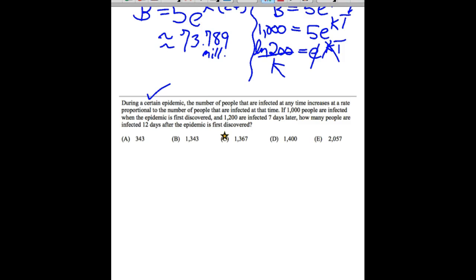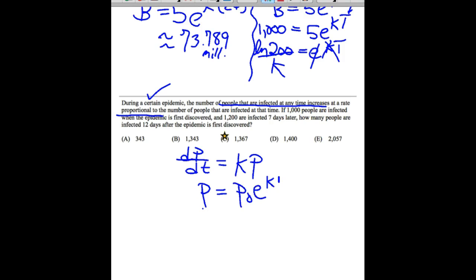During a certain epidemic, the number of people infected at any time increases at a rate, dP/dt, that is directly proportional to the amount of people that are infected. The more people that are infected, the faster it's going to spread. All right? I immediately go from there to solving it. So I'd write P is equal to what? P sub 0, e to the kt.